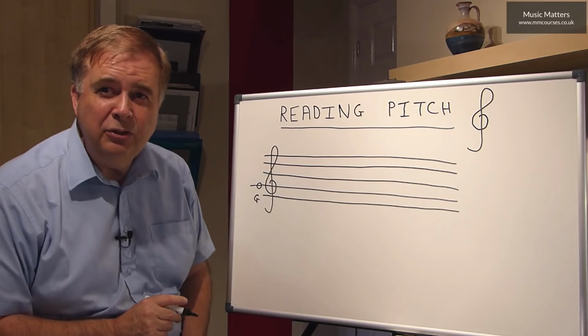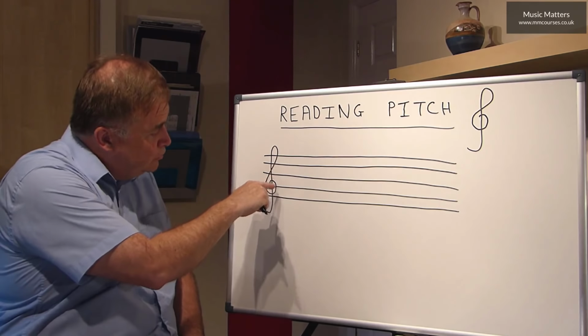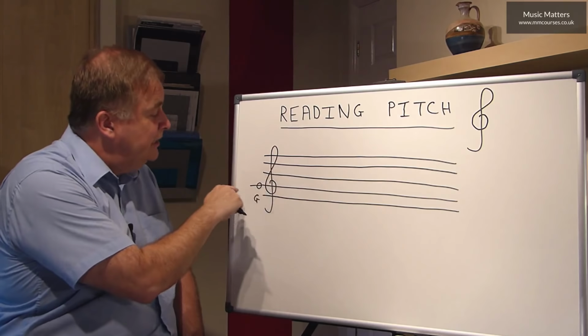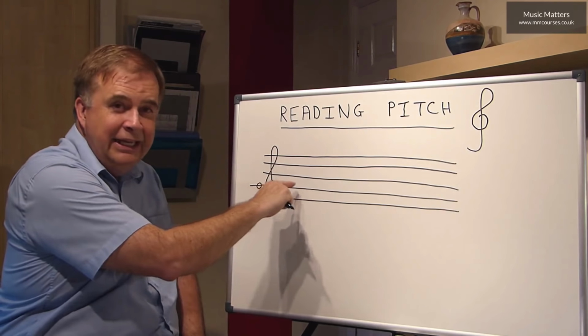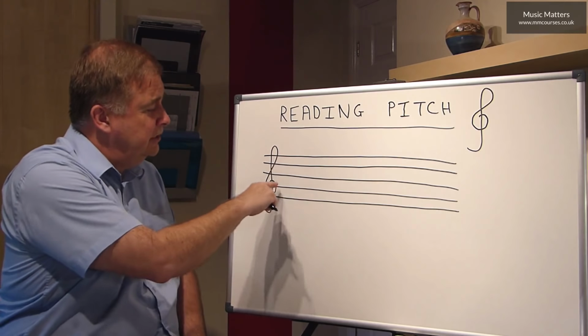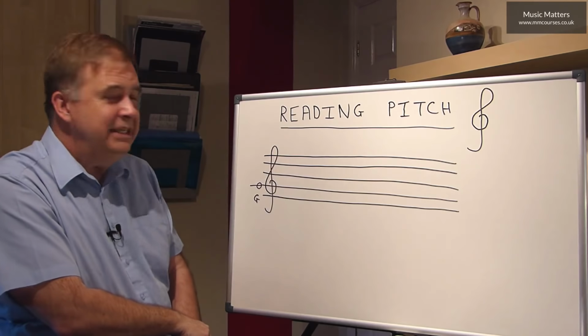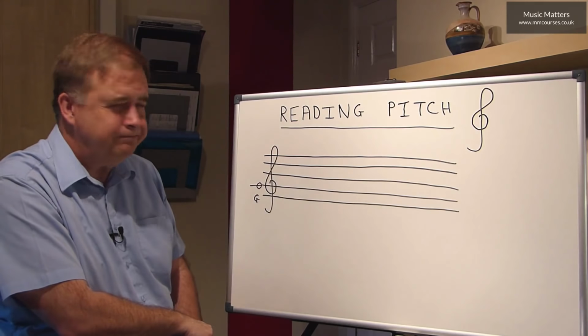So if ever you get lost reading the treble clef, you can always be sure that it's wrapped around the second line. It's the G clef, so this line here is always G. And by the time we've worked through this, you'll see that if you know where G is, you'll be able to work out all of the other notes quite easily. So that's helpful to know.